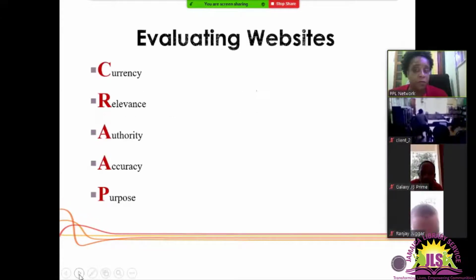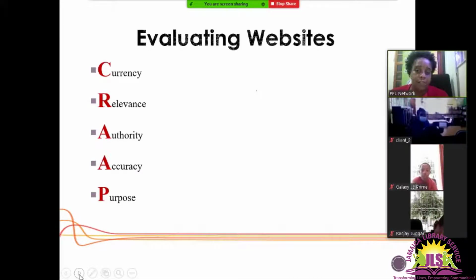So evaluating websites, there are 5 criteria that we use to make sure that the information that you found on the internet is right. Anybody can put information on the internet. I was not born when slavery was abolished, but yet I can write something about slavery and put it on the internet. How safe is that? So we use CRAP: currency, relevance, authority, accuracy, and purpose to ensure that the information that we are getting is correct.